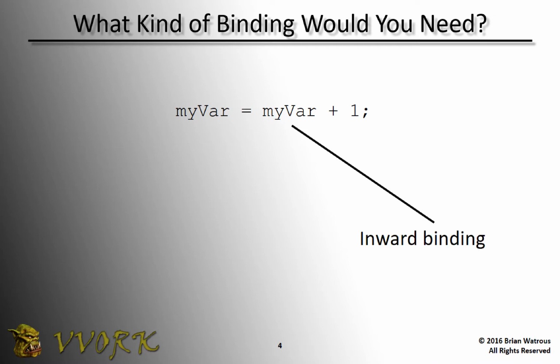In order to do the right side of this expression, the myvar variable that we're looking at here is a variable whose contents we need to see. We need to see what's in that variable, so we need an inward binding. On the other hand, the use of myvar on the left side is an assignment. We need to be able to change the value that's in that variable. That requires an outward binding. Again, all this so far is review.